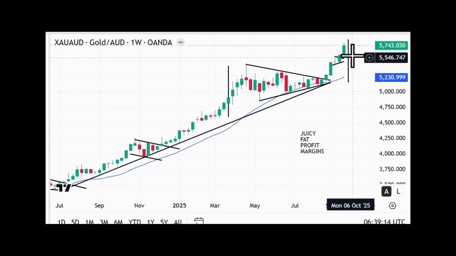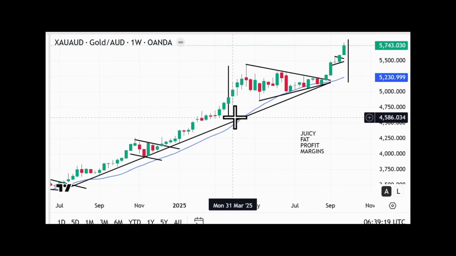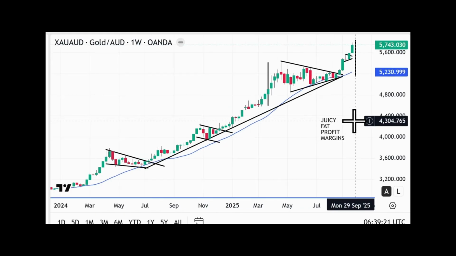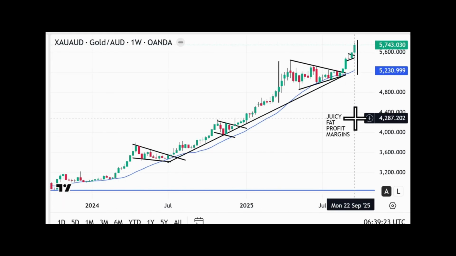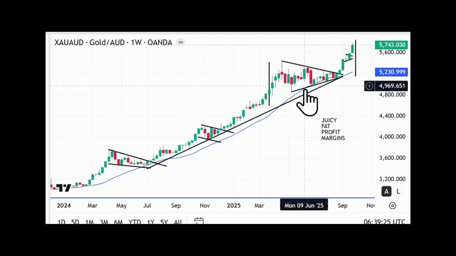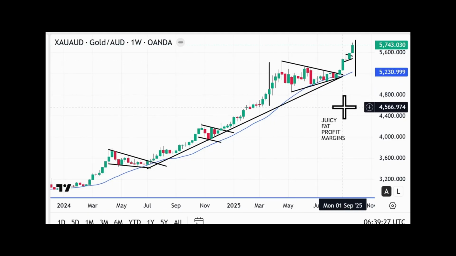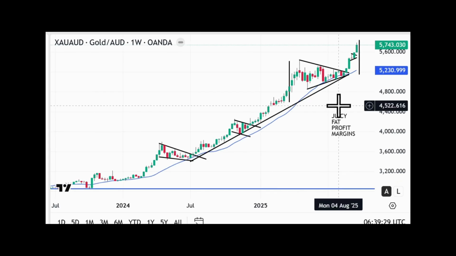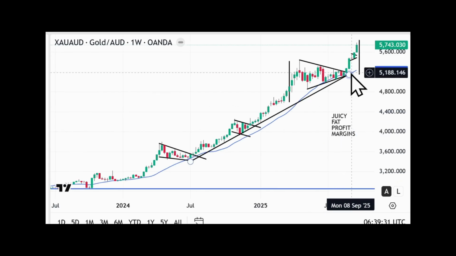But we're getting pretty close to the target here. It's that measured move from here to here and add it to there. Doesn't mean it stops there. It's just a technical thing with charting. You can blow right through it. But I'll just put it there. Well, actually, we'll put it there when we're here.